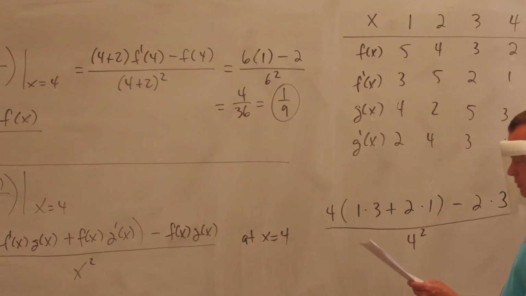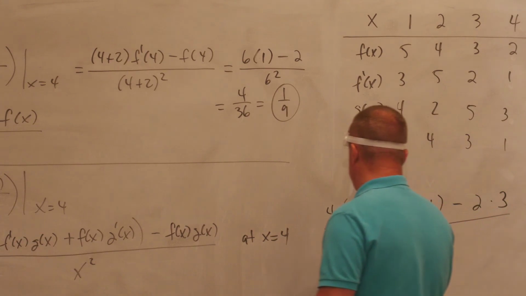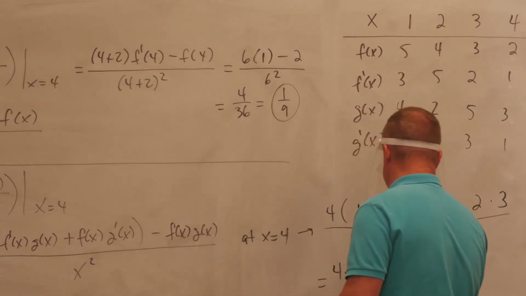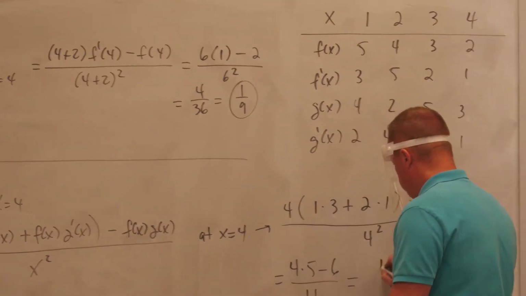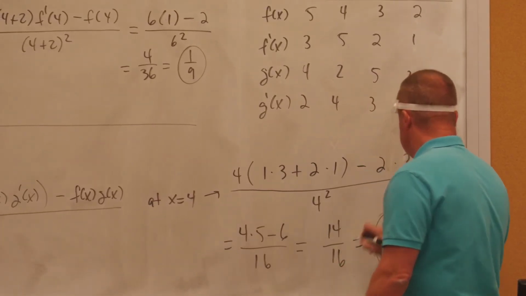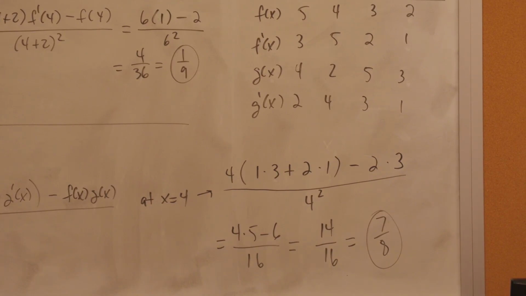So what does all that equal? 4, that'll be 3 plus 2 will be 5, so this will be 4 times 5 minus 6 over 16. That'll give you 14 over 16, 7/8. Okay? All right, any questions? Quotient product rule.